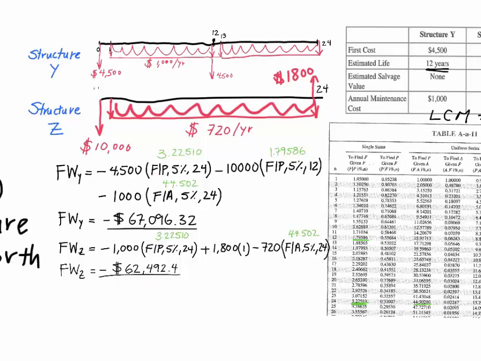Then you have these two values, similar to the previous conclusion. We select the one with the least cost to us. So we select structure Z.